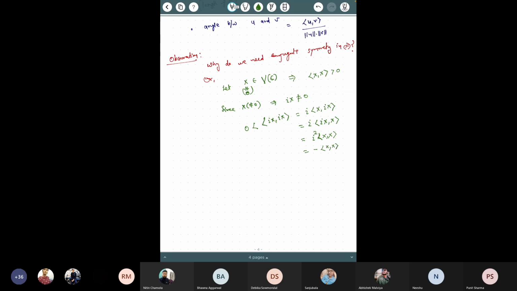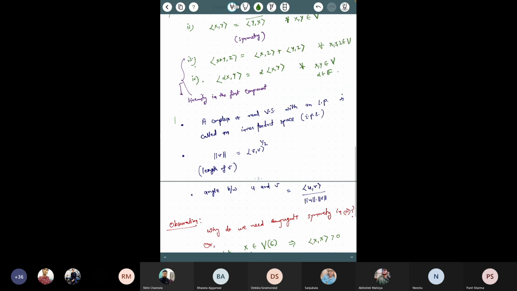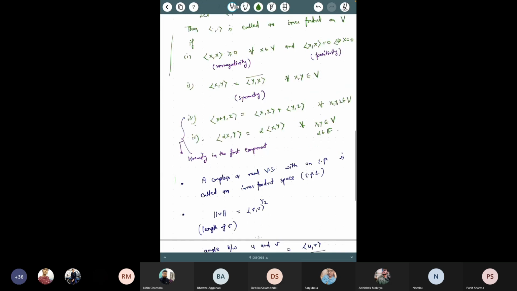right? So now we have a contradiction: the inner product of x with itself is greater than 0, but then with the minus sign we are also saying this is greater than 0, so it is not possible. So it's a contradiction. So we cannot define a function from V cross V to C that satisfies these four properties where the second property is replaced by just symmetry. So let me write conjugate symmetry so that you remember this instead of just symmetry.